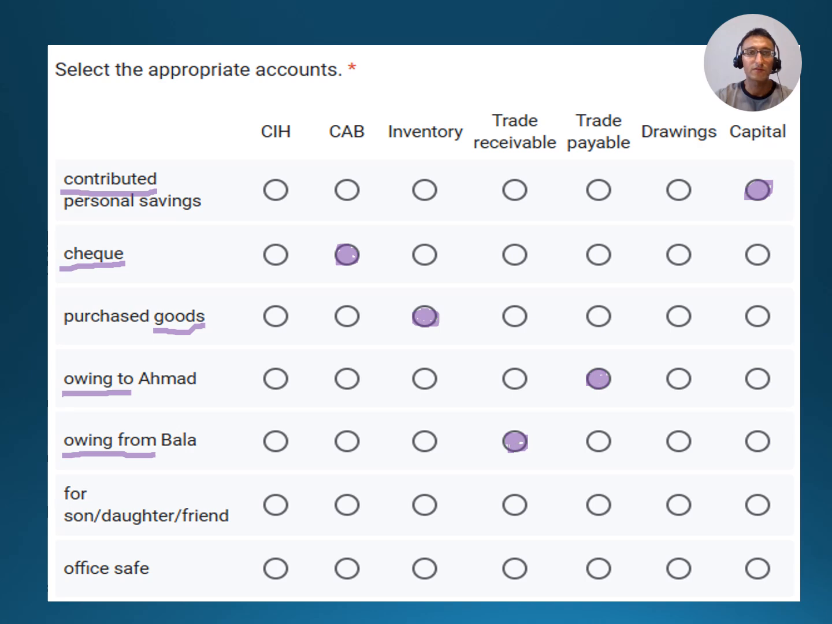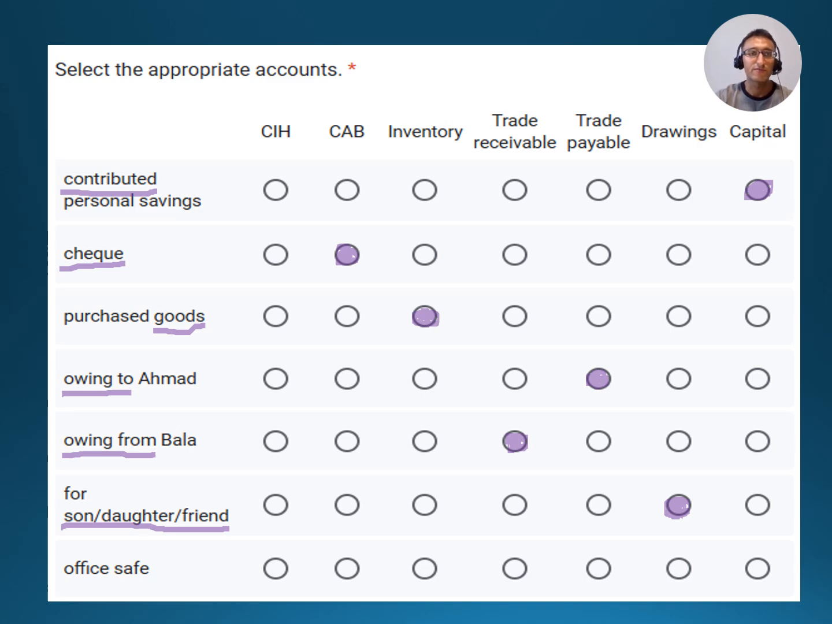Okay, next item here. For son, daughter, or friend, this indicates for personal reason. Okay, normally this phrase would follow an asset that the owner takes for personal reason. And anything to do with personal reason, we would have to affect or adjust in the drawings account.